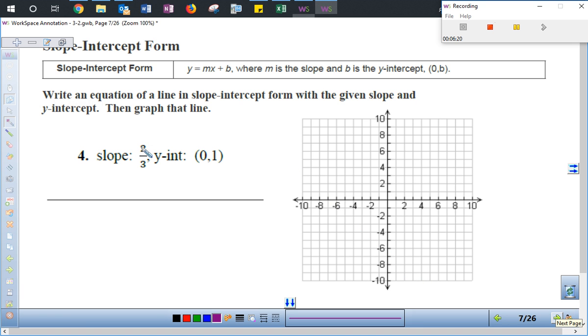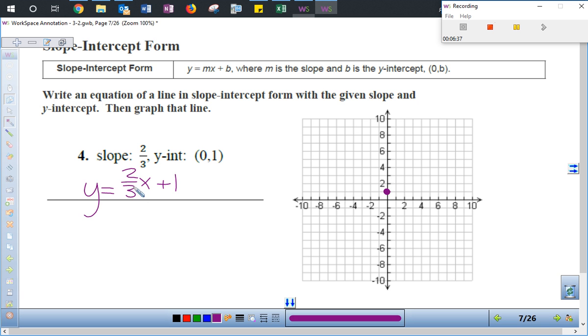Number 4, I have a slope of 2/3 and a y-intercept of +1. So when I substitute that in, that'll be y equals 2/3 x, +1. Now to graph, just like normal, I start at my y-intercept of 1. And then my slope is already given to me in a nice little fraction, which is awesome. That makes things so much easier.